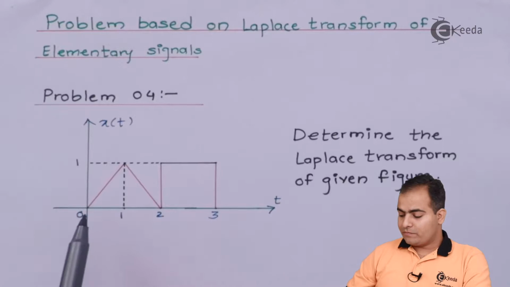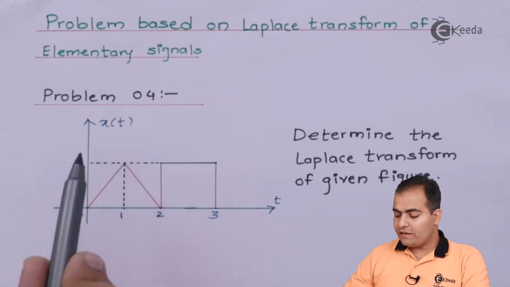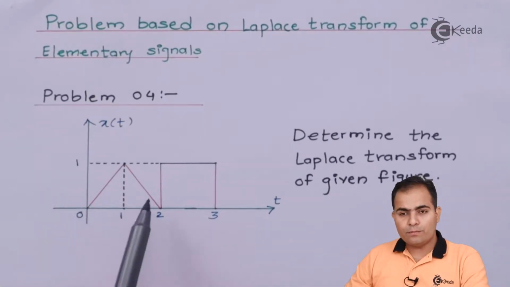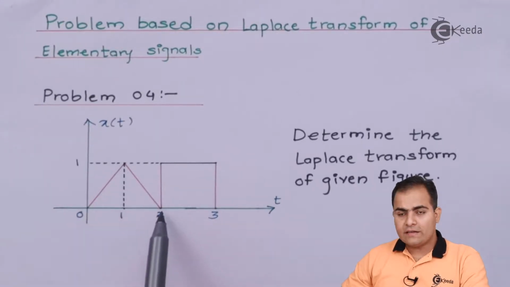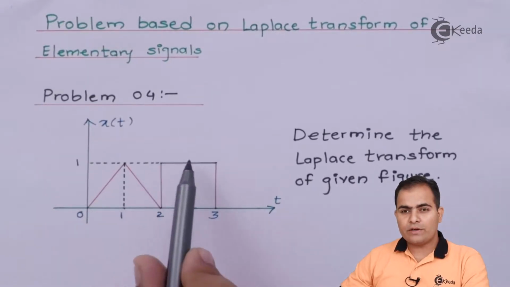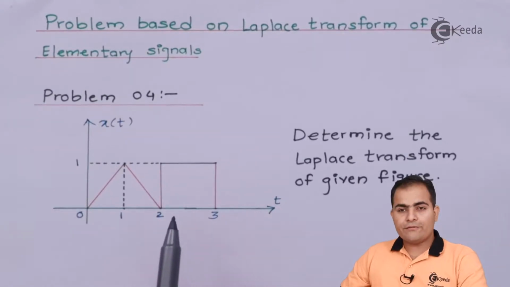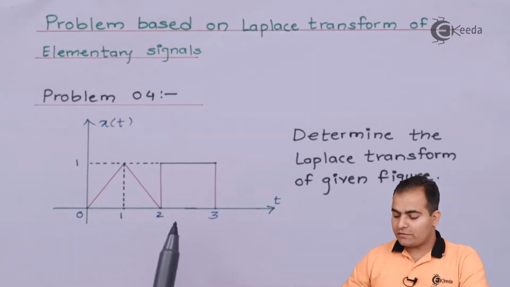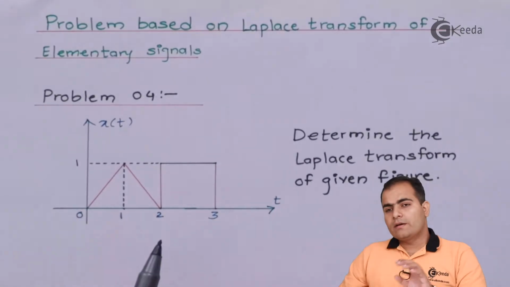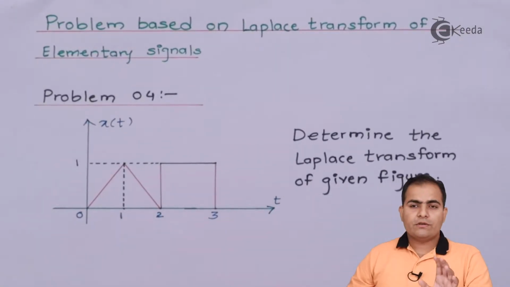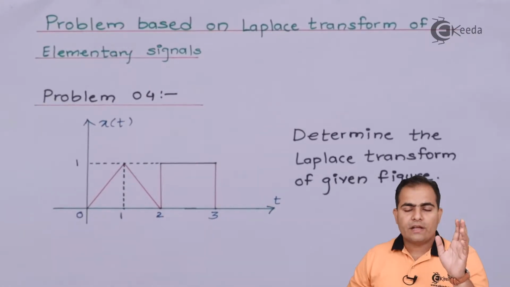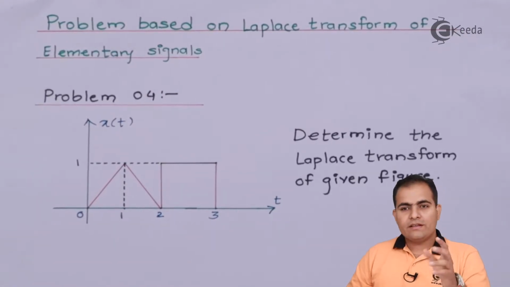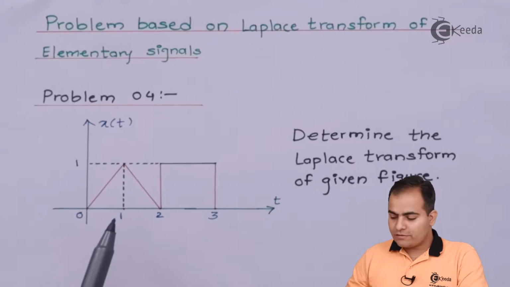Now look at here. This function x of t is carrying two slopes. First one is increasing positively, second one is decreasing, and next one is a simple square wave. Now what we have to do is find the Laplace transform of this question. Before solving it, you should know how to write the equation of the given question. If you know that, then you can easily find the Laplace transform.